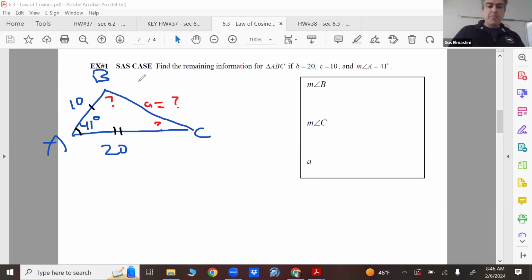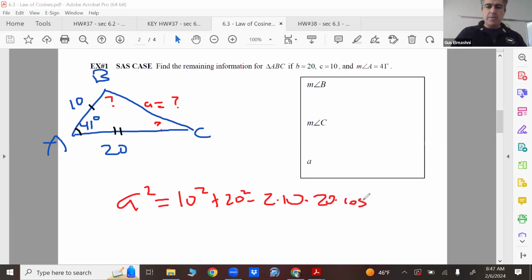Now, here's the deal. What's opposite 41 degrees, guys? A, right? So just say this: a squared equals 10 squared plus 20 squared minus 2 times 10 times 20 times cosine 41 degrees. There's no need to get caught up in memorizing which of the 3 variations of the law of cosines formula you're going to use. It doesn't matter, because whatever this angle is, this side has to be the one opposite it. And then you just work it out.